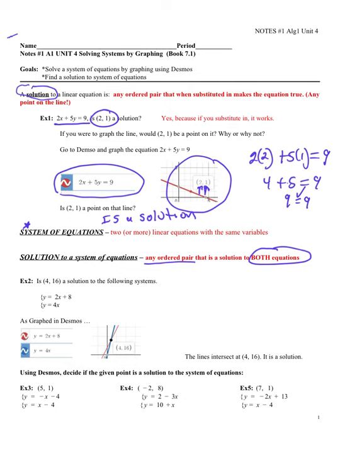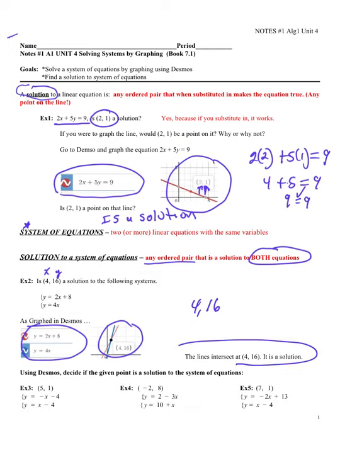So you will be asked a question such as example 2: is (4, 16) a solution? Now again, you can plug the 4 in for x and see if you come out with 16 for y. Or you can put both equations in Desmos and look at the point of intersection. And the point of intersection is (4, 16), and hence (4, 16) is the solution because it is true in both equations.